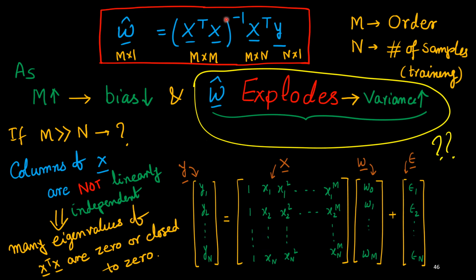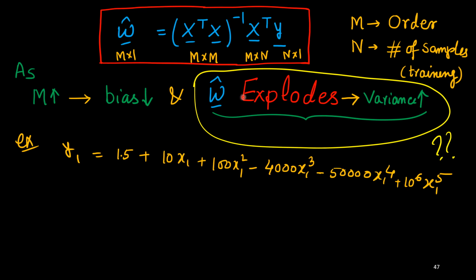So what I want to highlight is that the inverse of X transpose X is becoming very large, so the matrix elements are very large. Thus, this y hat is becoming very large. Next, if this W vector is very large, then I'm saying that variance will be very high.